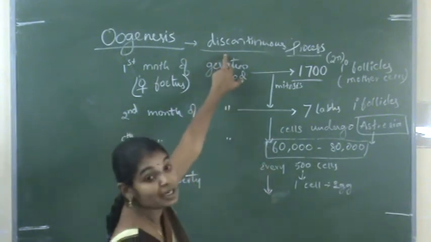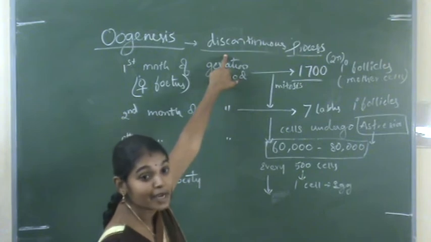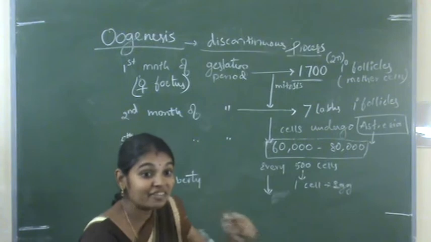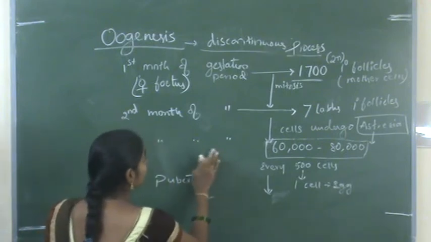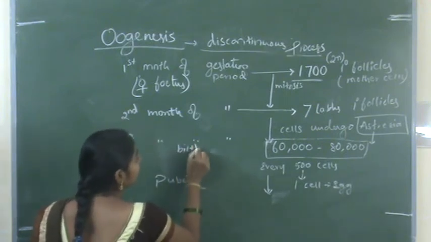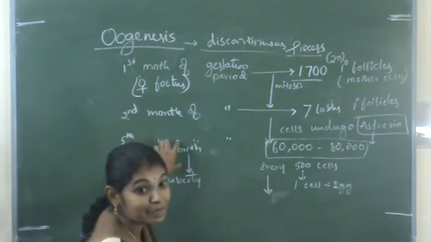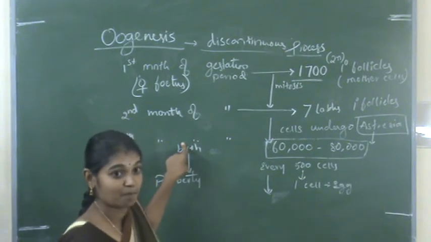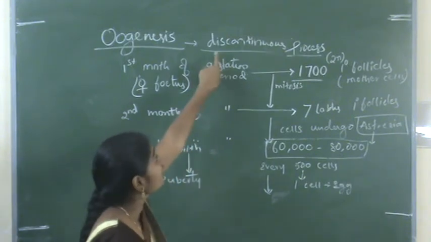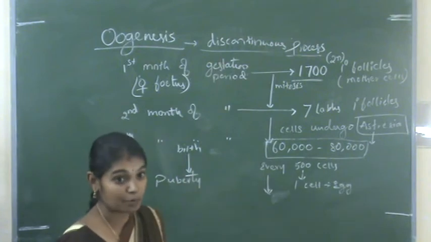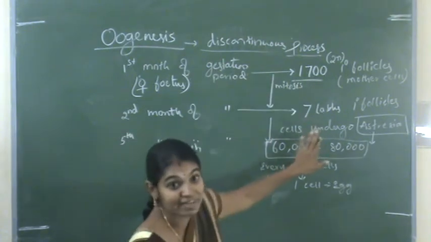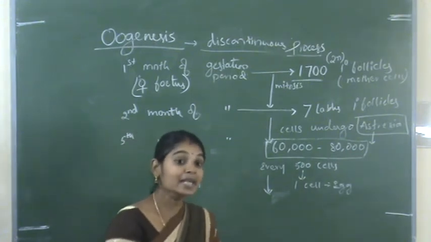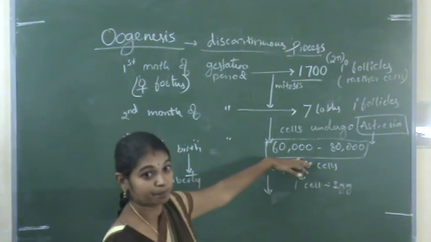So that's why this is called a discontinuous process. Why? This oogenesis process temporarily stops between birth and puberty. Between this period, no oogenesis process takes place. So that's why this is known as a discontinuous process. So this is only the number wise, how the follicles are multiplied and again the number is reduced.